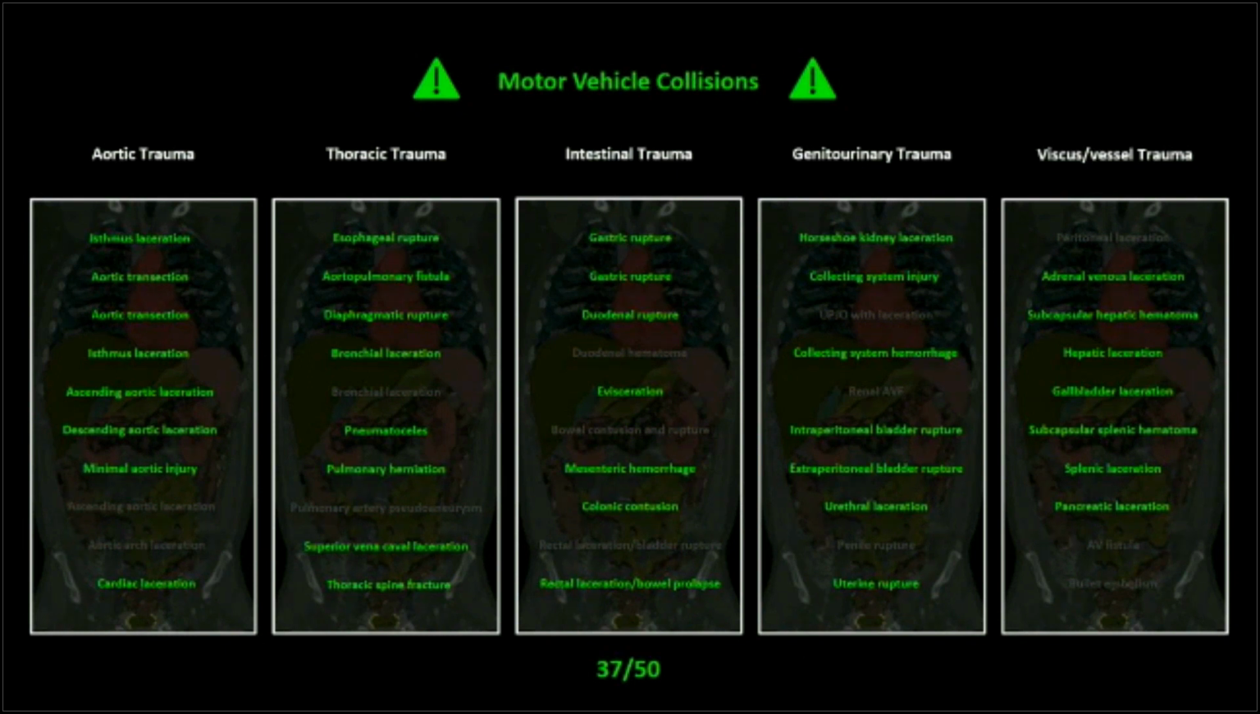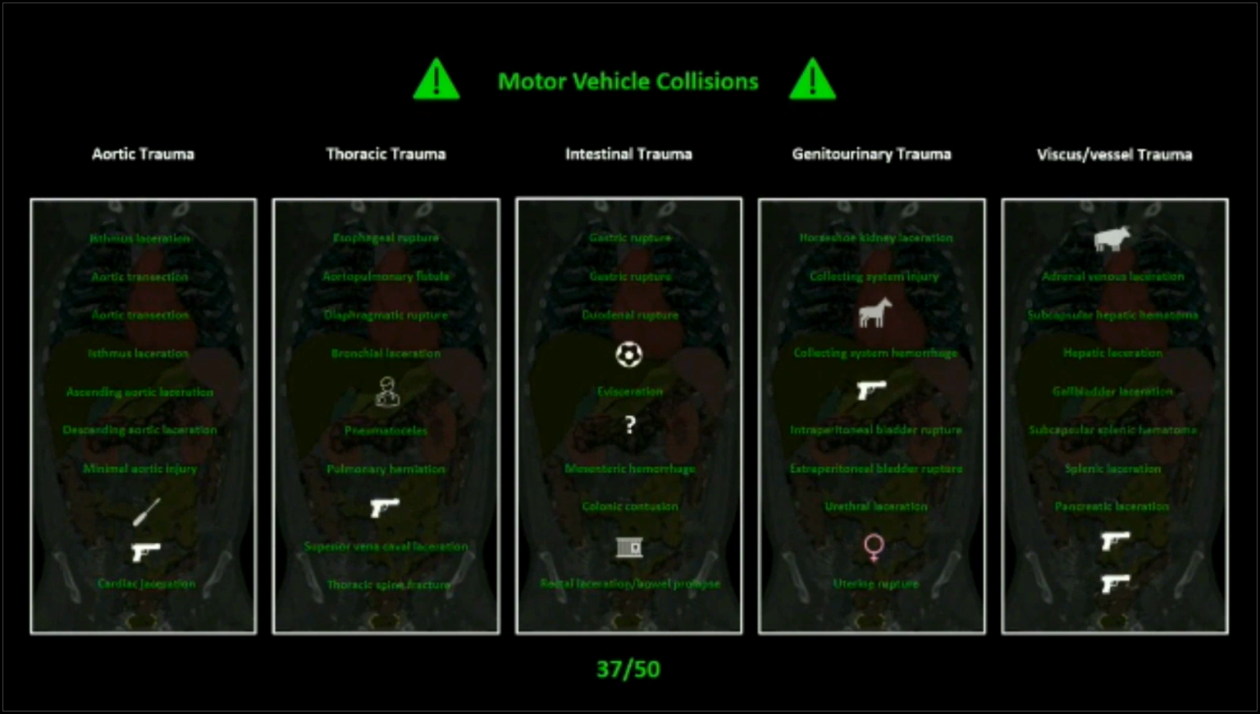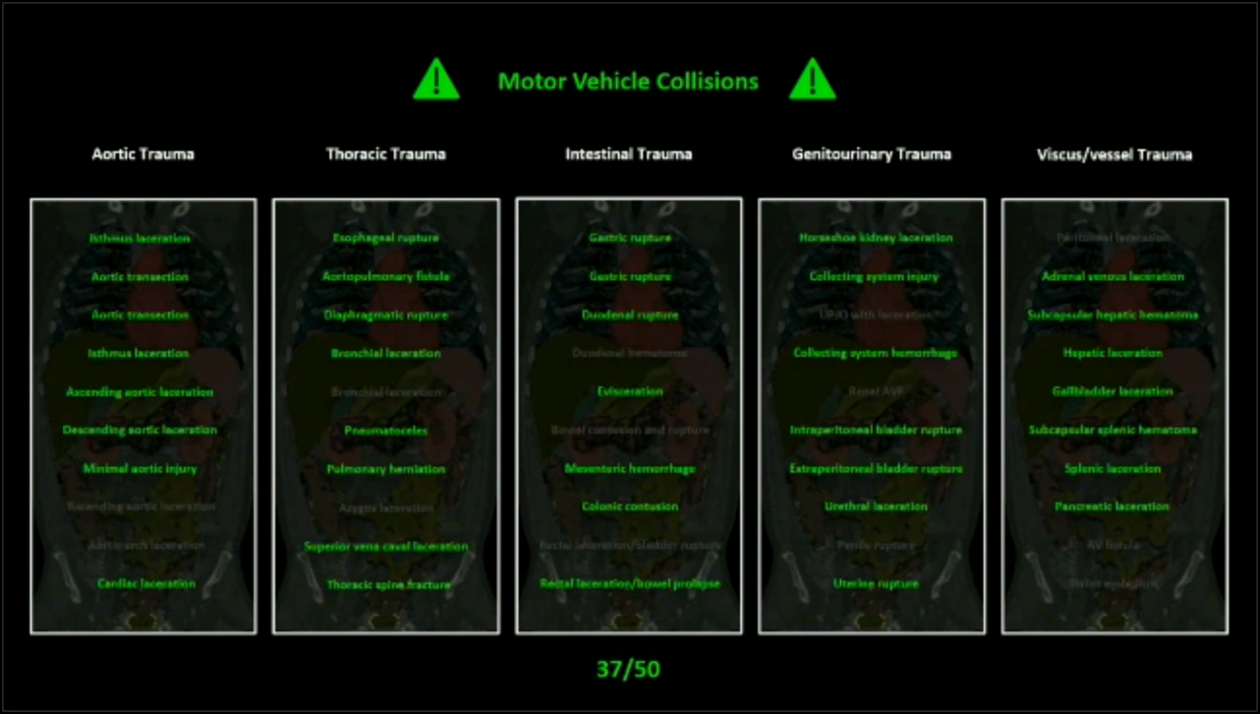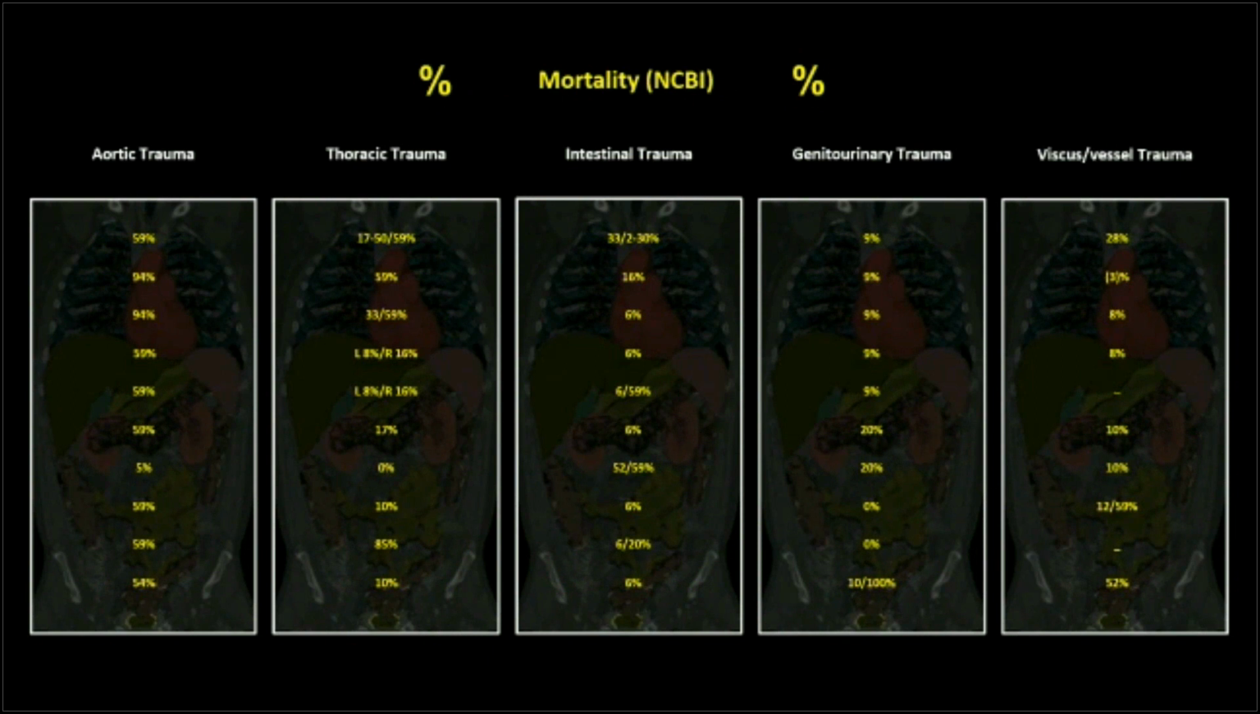So 37 of the 50 cases we will look at are motor vehicle collisions, and that will be designated with that green triangle. The other causes, well, we have the typical guns and knives. Actually, that's not a knife, it's a screwdriver. We have a soccer mishap, and then we've got a bull, a horse, a doctor, and a woman. So those are the potential sources of these traumas.